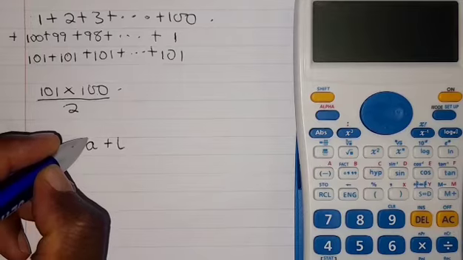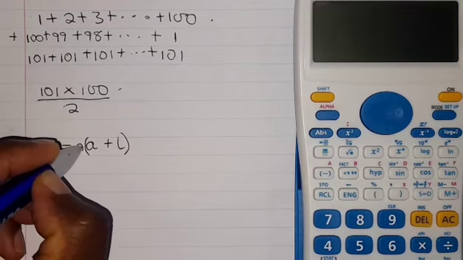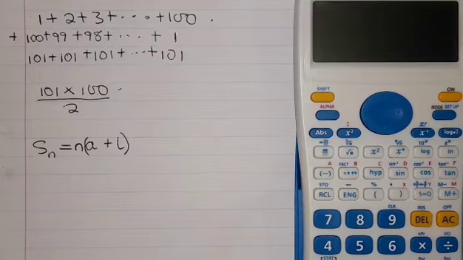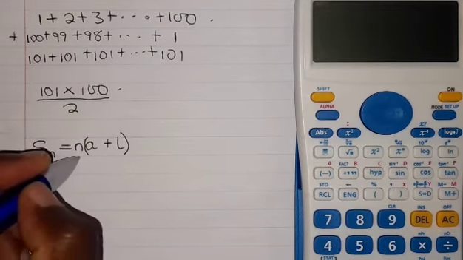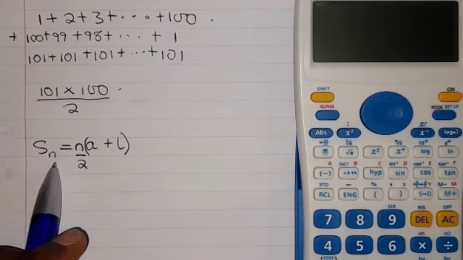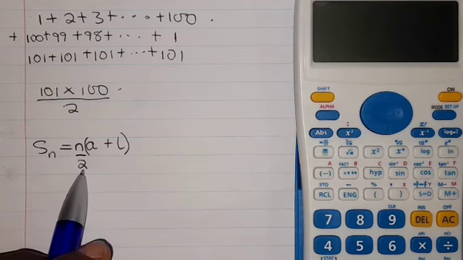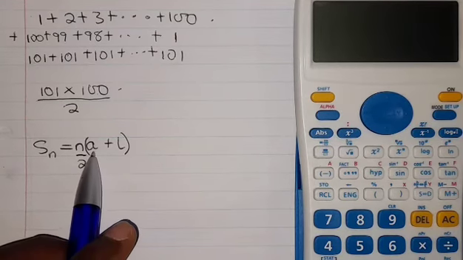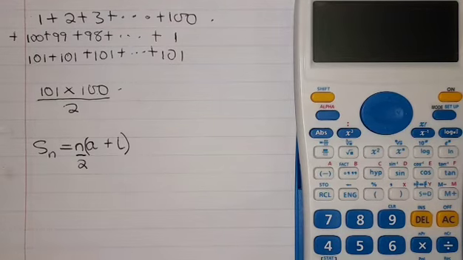So we can say here a plus l multiplied by n. And then because there is two of them, we are interested in one only. So we have to divide by 2. So the formula of calculating the sum of n terms of an arithmetic series, it's Sn, that is the sum of n terms, is equal to n divided by 2 multiplied by the bracket of a plus l, where a is the first term, l is the last term.